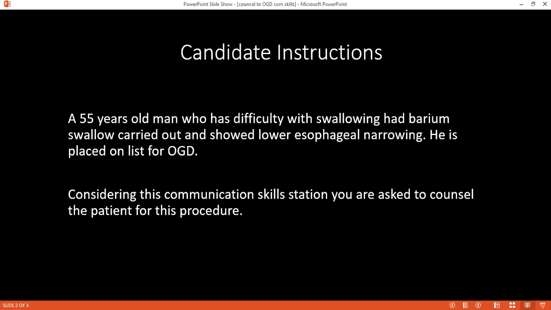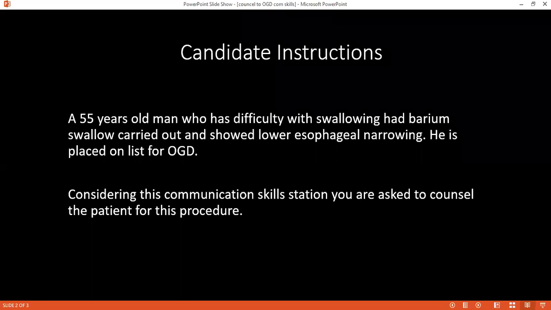And as you mentioned earlier, you have some narrowing at your food pipe, so we are going to dilate that area in your food pipe. Okay. And also we are going to take a sample from the lining of your food pipe. Okay, so this is the whole idea about this OGD.